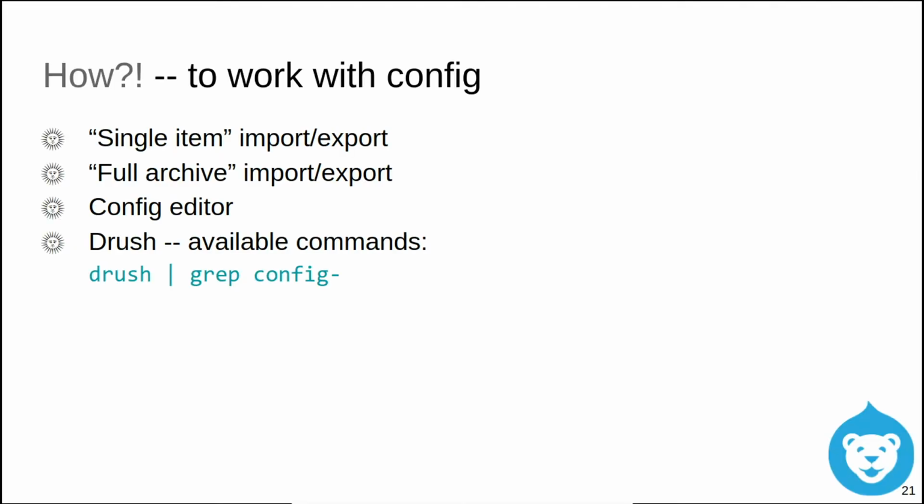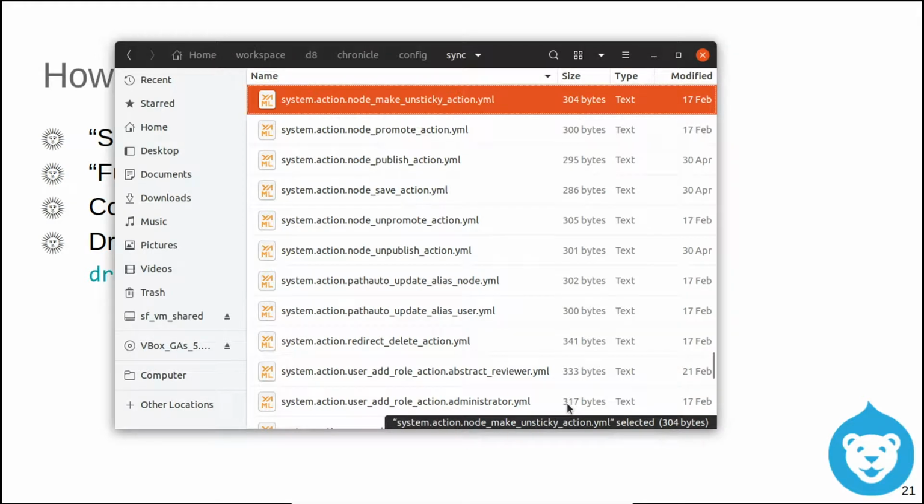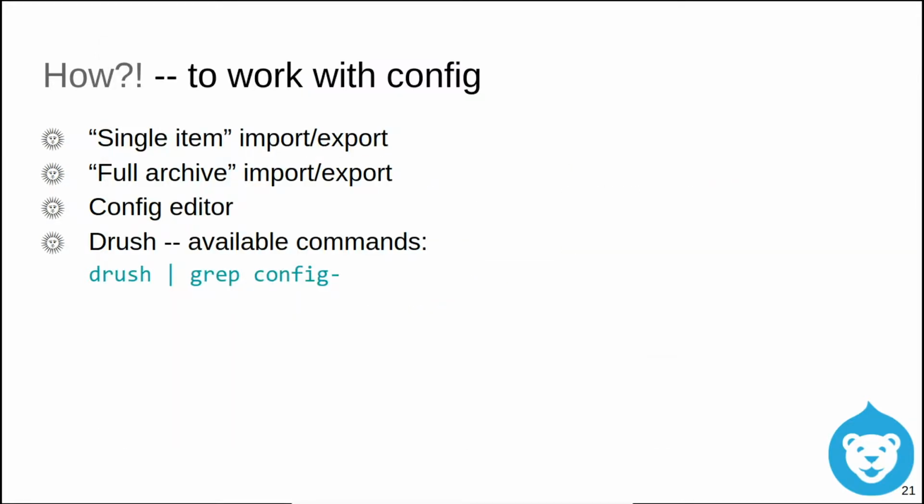Okay, now we're going to get to the good stuff. How to work with your config. You can import and export, or export and then import, single configuration items, like that coffee module settings. You can export and import full archives of all of the config of your entire site. That's that giant list of files, right? When you download it, it comes in an archive. You can edit things one by one in the config editor, and then you can do some things via Drush. So let's go through those things. By the way, I'm using Drush 8, just FYI.